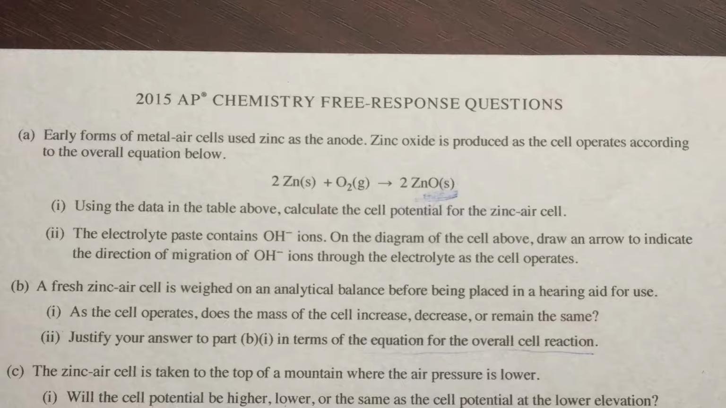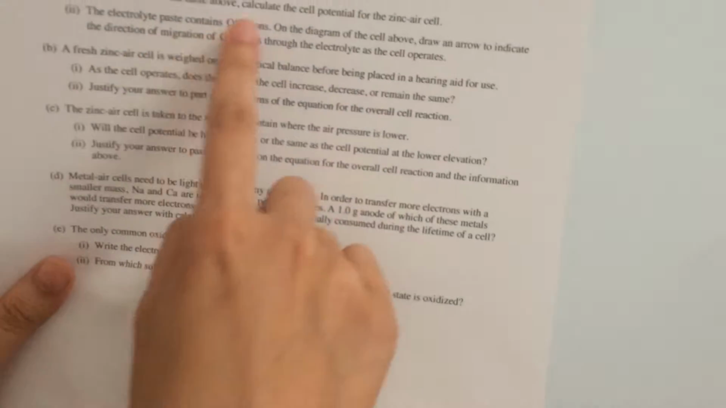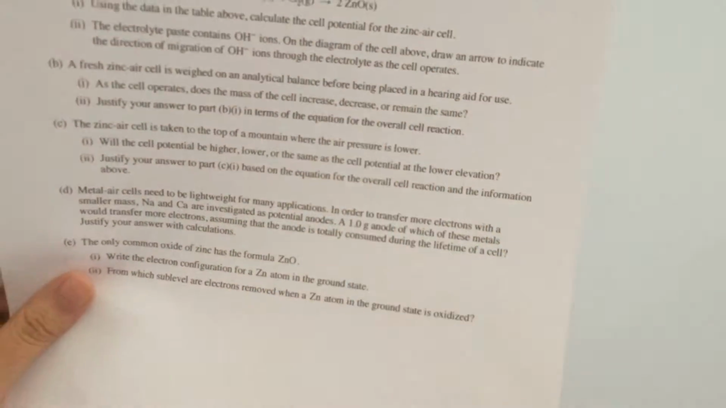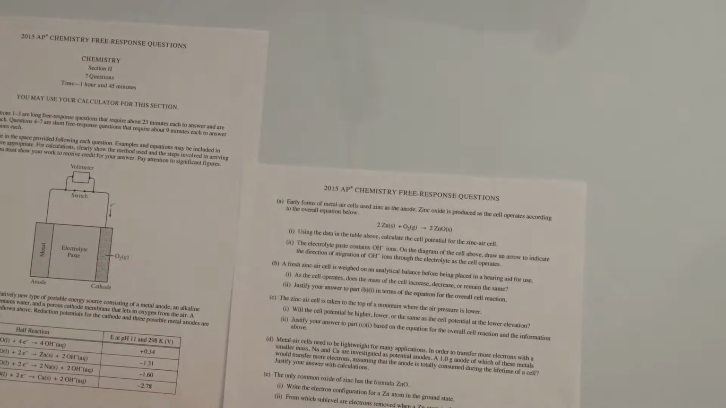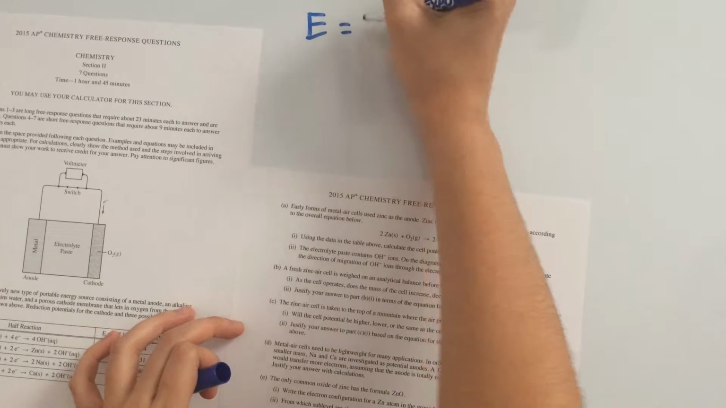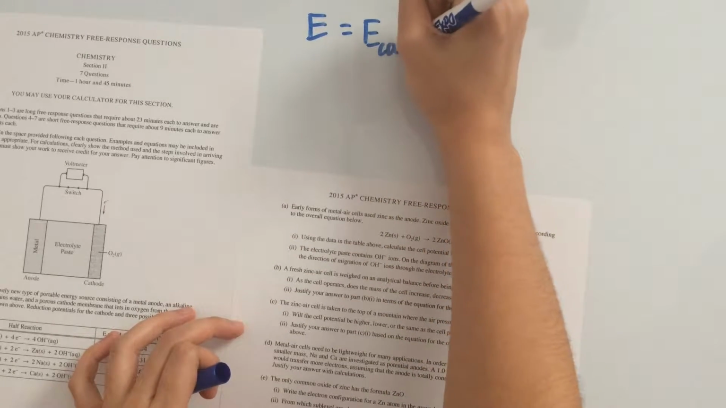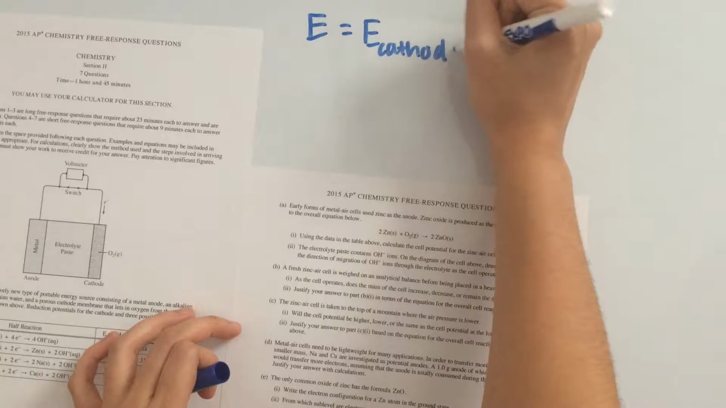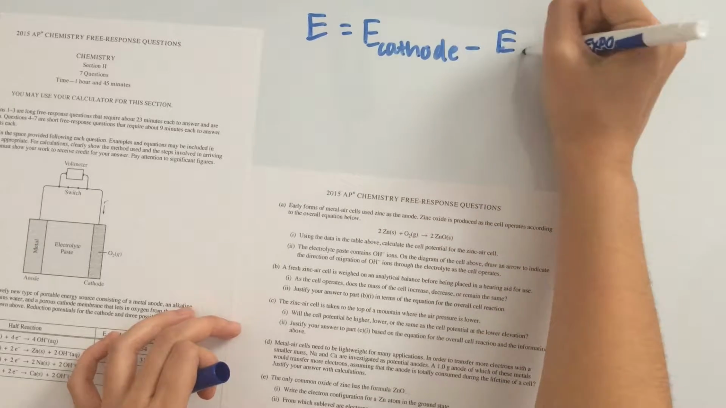Early forms of metal air cells used zinc as the anode. Zinc oxide is produced as the cell operates according to the overall equation below. So what we need to do is calculate the cell potential for the zinc air cell. Now, we have to remember that cell potential is cathode minus anode.